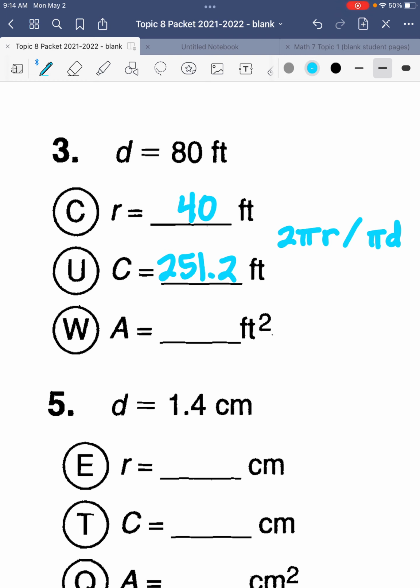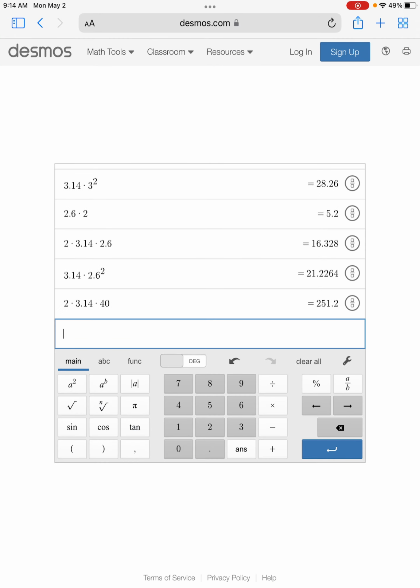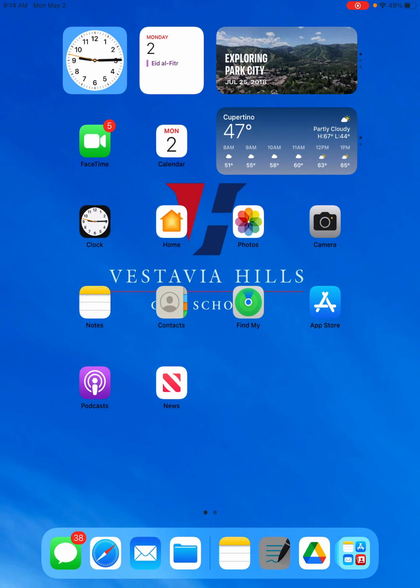Okay, now let's find our area. Pi times the radius squared, right? So 3.14 times 40 and hit that A2 button to square it, and I get 5,024.